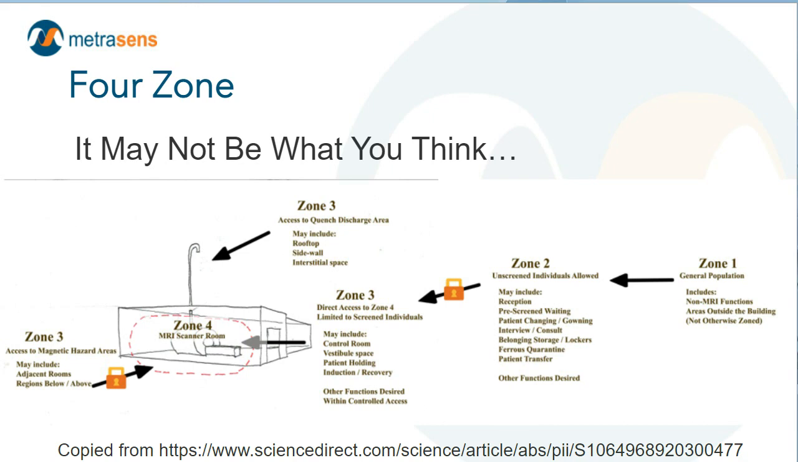If that sounds like your bedroom at home or the helipad on the top of the hospital or your city park or the middle of a river, that's because all of those spaces are, in fact, zone 1. No MRI-related function, no MRI-related risk. So this is what I really want you to take away from what the zones are, or what they should be.